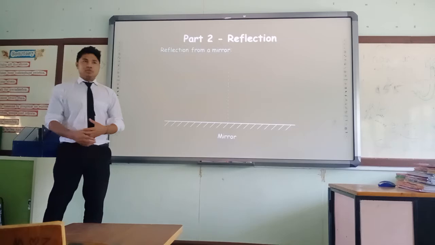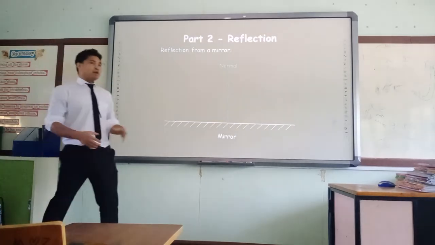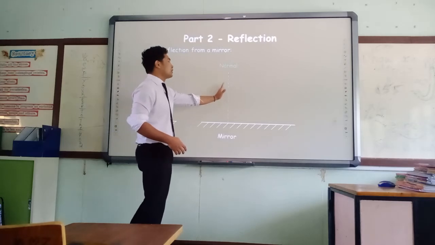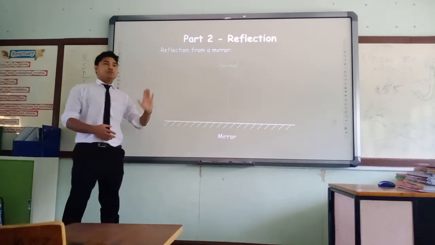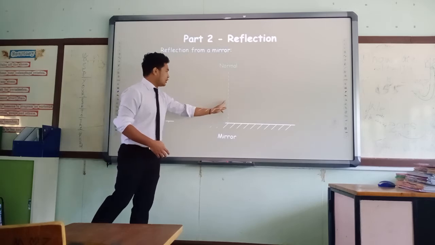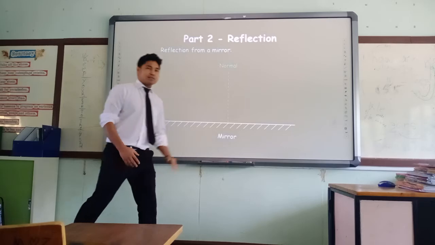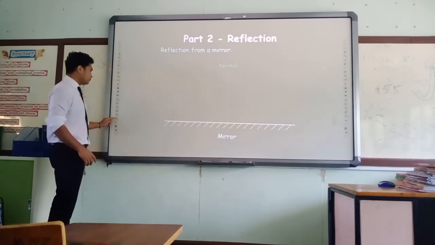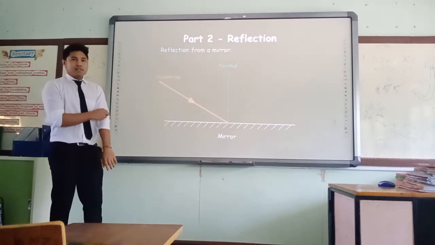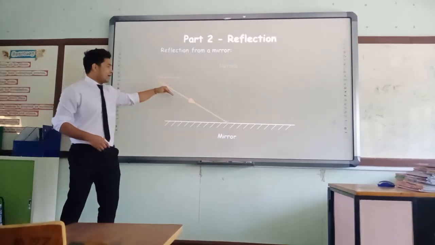Let's proceed to the reflection. This perpendicular line, or what we call a normal, is the line drawn perpendicular to the mirror. This is the flat surface mirror. And this is the incident ray. This is from the source of the light.